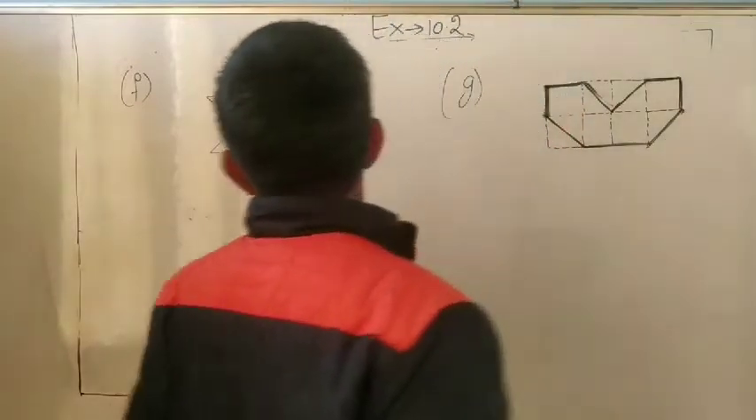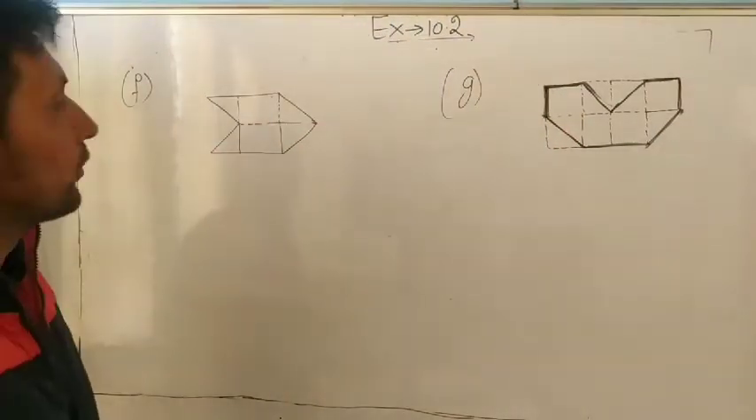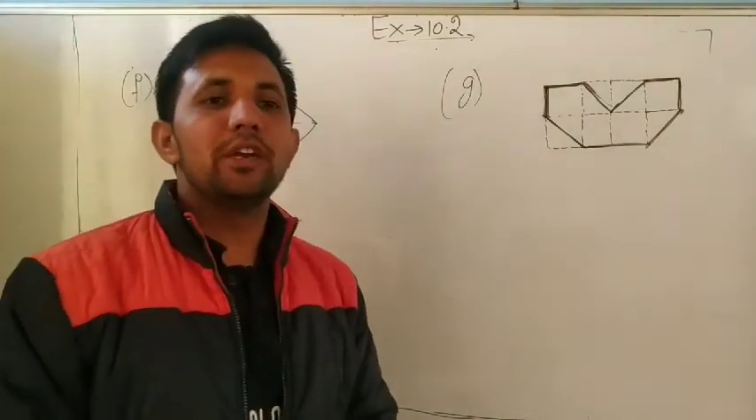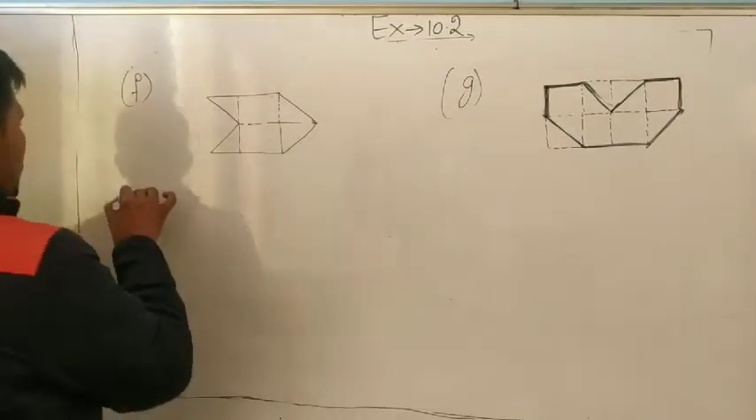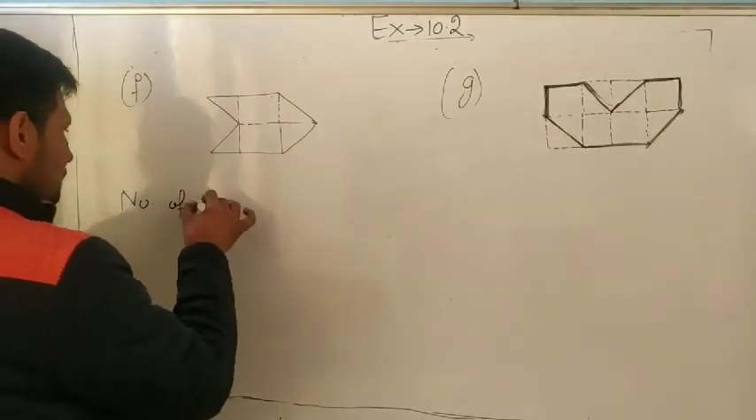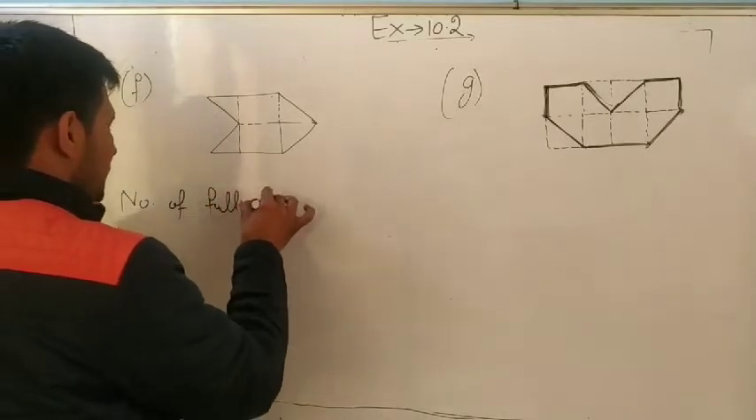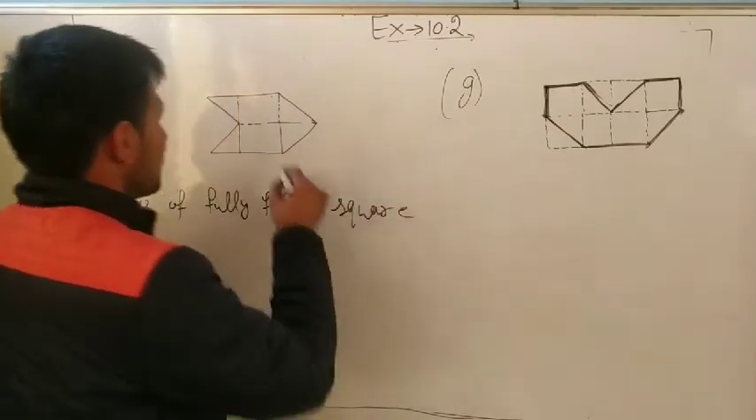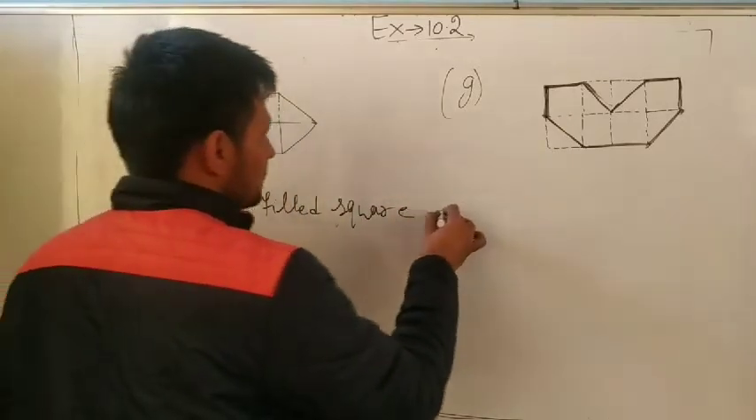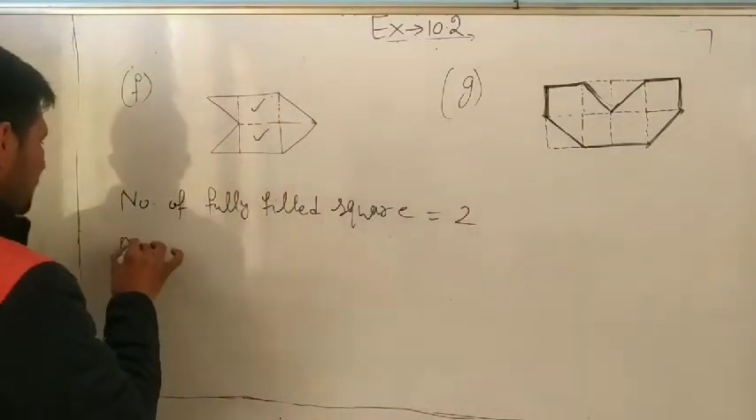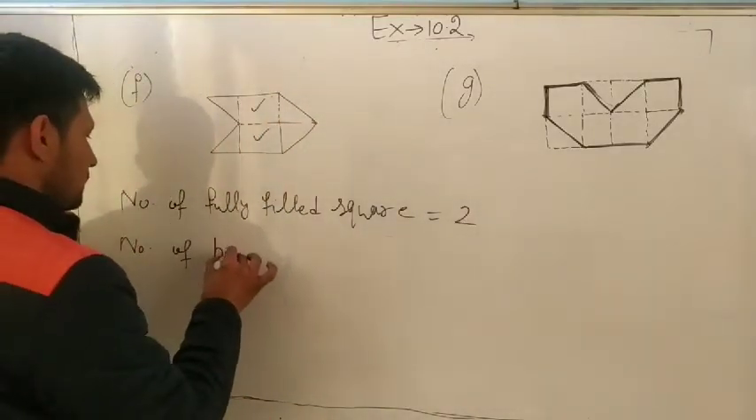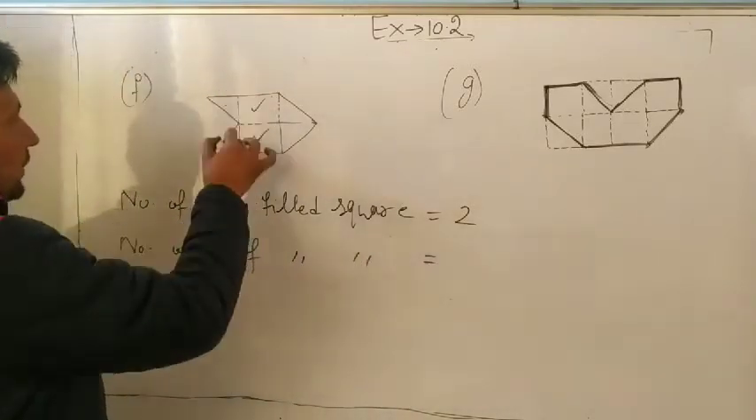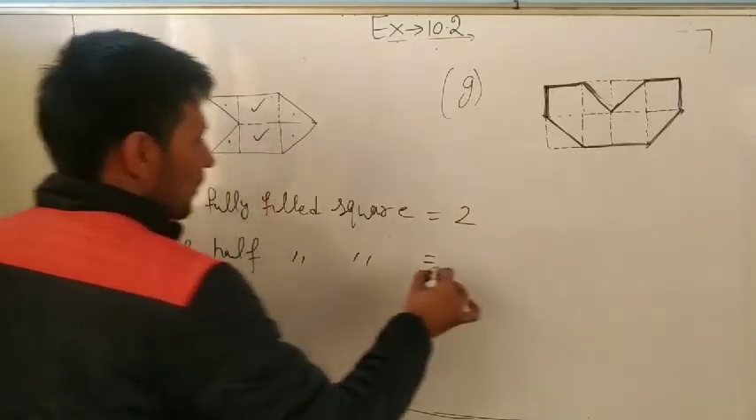So first, now we have to find its area by counting of the square. First we will count the total number of fully filled squares. How many fully filled? 1, 2. How many? 2. Now we will find the number of half filled squares. How many half filled? 1, 2, 3, 4. How many? 4.